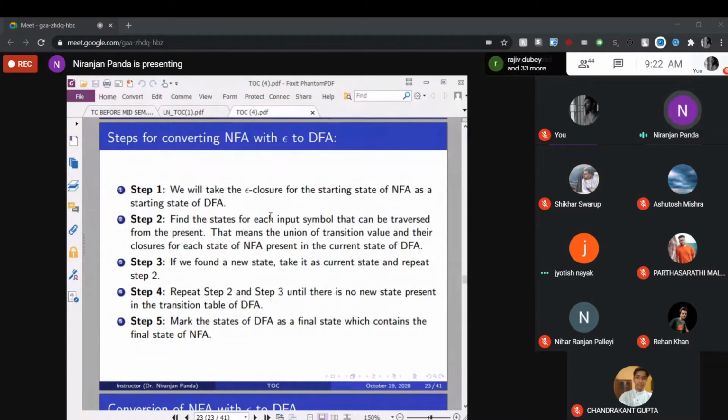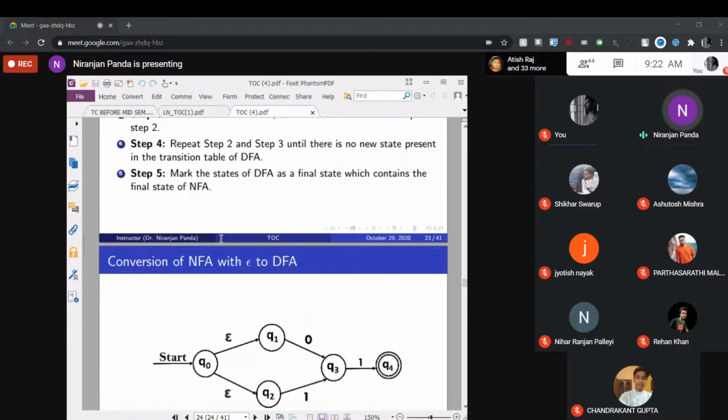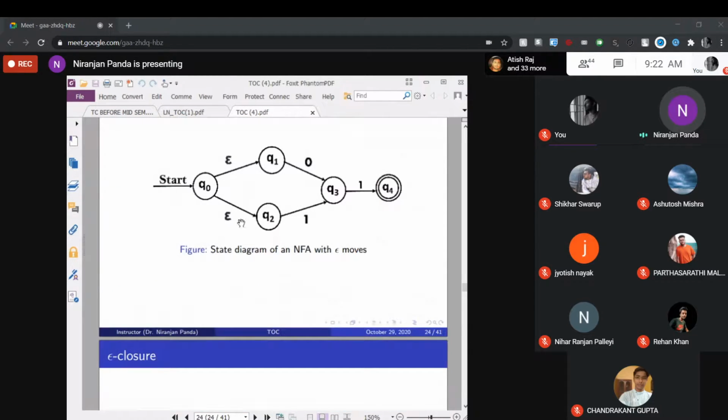Step number 2 tells you to find the states for each input symbol that can be traversed from the present state. That means the union of transition values and their closures for each NFA state present in the current state of the DFA. What do you mean by this? And also I'm going for steps two or three. That is, if we find a new state, take it as the current state and repeat step number 2 again. What is the meaning of this?